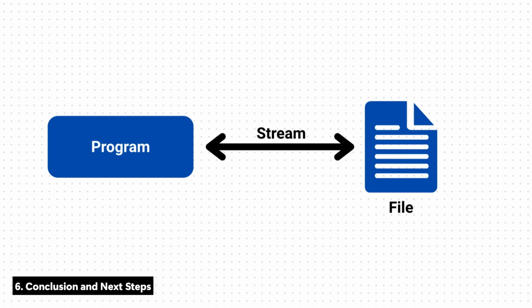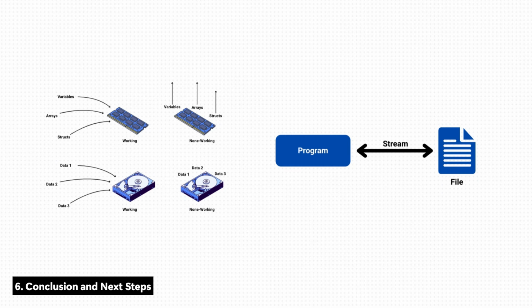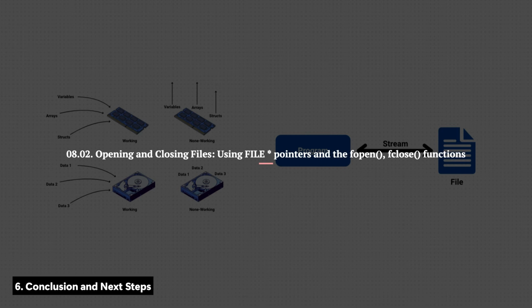6. Conclusion and next steps. We now understand why files are essential. They provide persistence for data, allowing information to survive beyond the program's execution. In the next lesson, we will get practical and learn how to use the C standard library functions to create and destroy that vital link between our program and the file on the disk. Our next lesson is 8.2. Opening and closing files, using file asterisk pointers and the fopen, fclose functions.